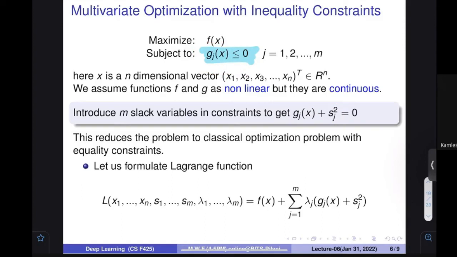So I say g square plus some sj square. Sj is a slack variable. If I put a square of that, it is going to be positive. If something was going to be less than this, then by adding something, I can always make that 0. Earlier I only wanted to find the value of x, y, z. Now in this new formulation, along with this, I also want the value of s1, s2, s3.